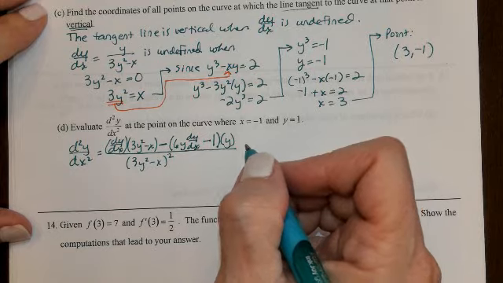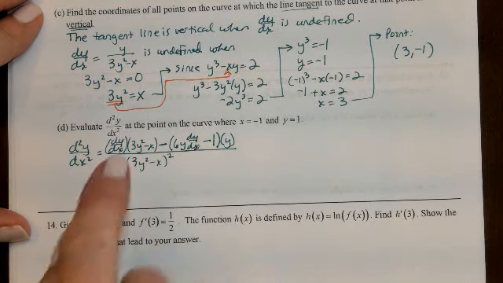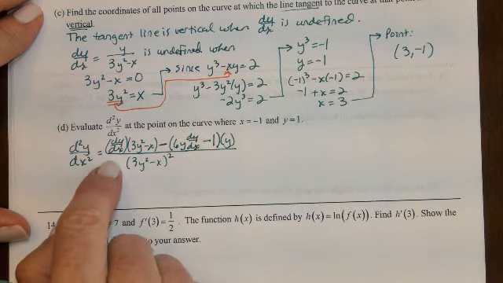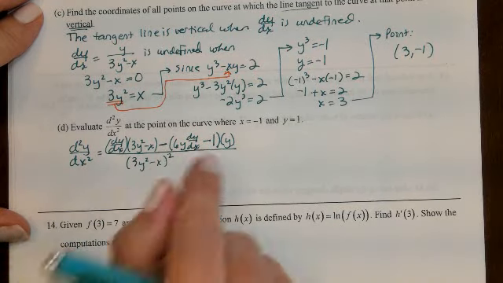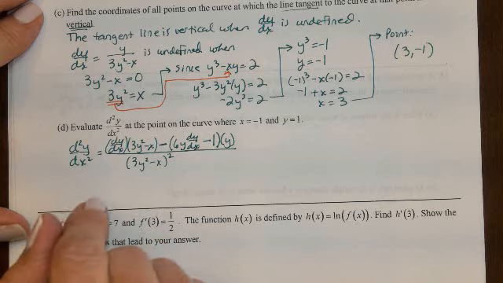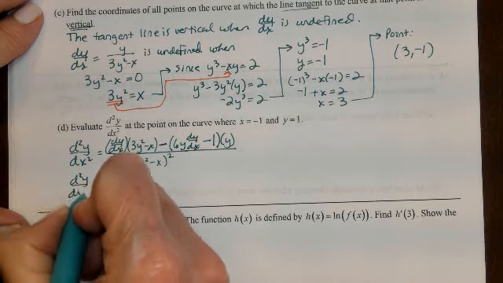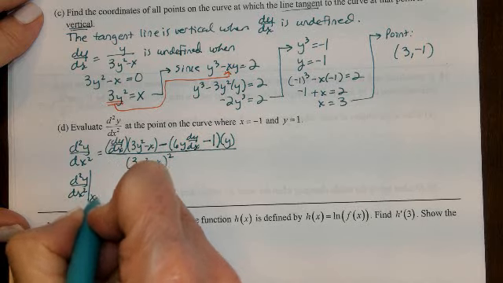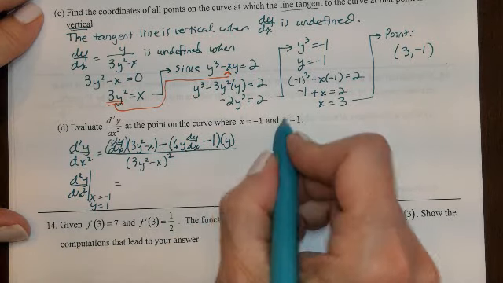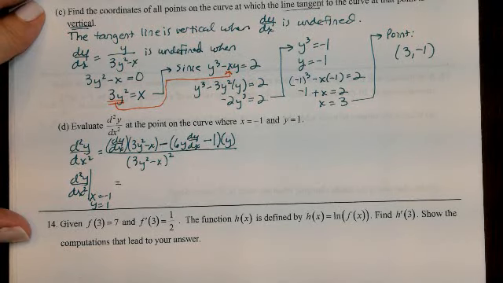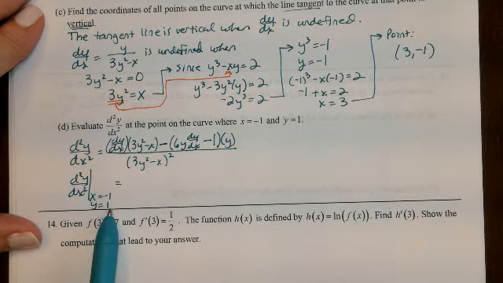So there's the derivative, and I know I've looked at enough of these AP exams to know that that's always worth a point, using the implicit differentiation and the quotient rule. It may be worth 2 points, but it's at least worth 1. Now we are going to plug in x equals -1, y equals 1, because they told us to.